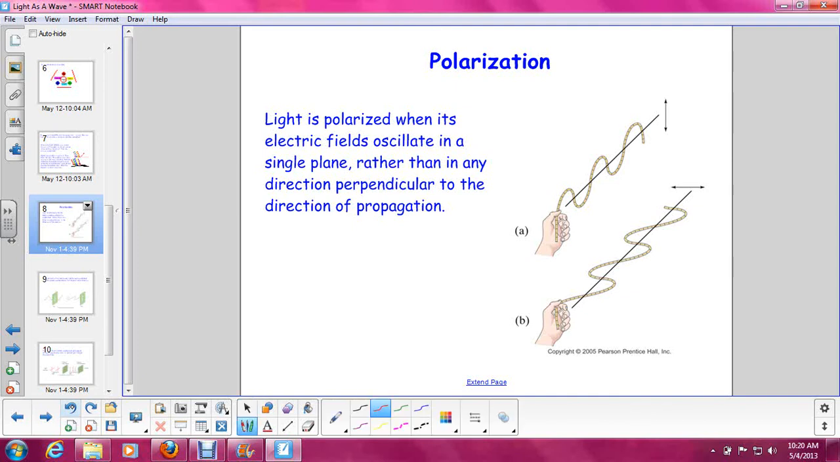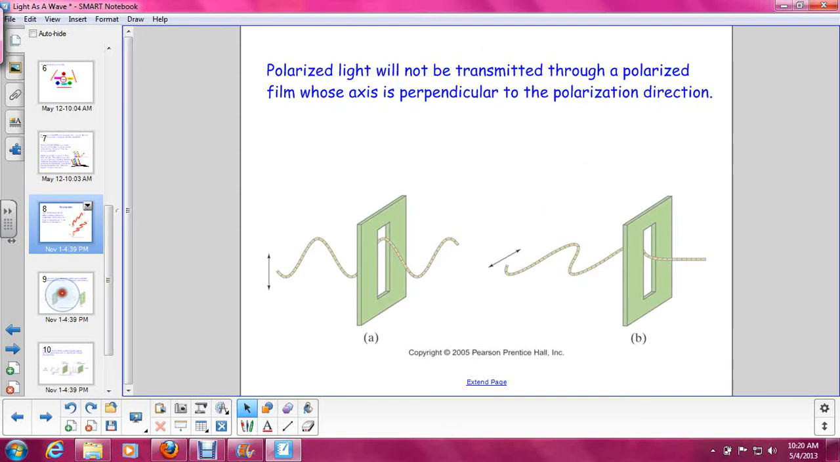So in A, the light is polarized in this plane, up and down. In B, the light is polarized in this plane, which is side to side. But if we were to have two of these waves acting together at the same point, so we had some up and down and some side to side, that would not be polarized because that would be moving in two planes. It would be moving up and down and side to side. When you polarize light, you force it to vibrate in one plane.